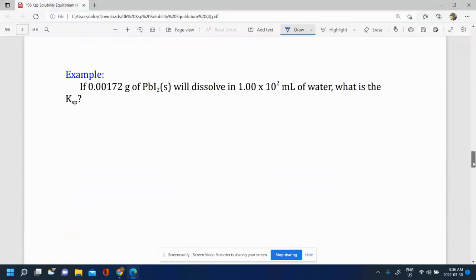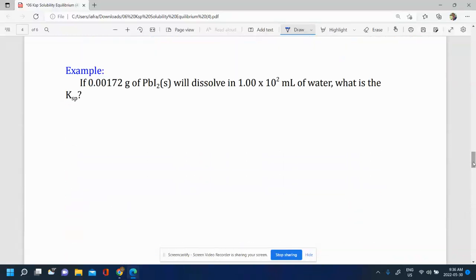In this video, we're going to take a look at how we can use the MSP to figure out the KSP for a substance. So here we have a scenario where 0.00172 grams of PbI2 will dissolve in 100 mL of water. What is the KSP? What we're essentially telling you is enough information to find the MSP, and then using the MSP, we want to figure out what the KSP is.